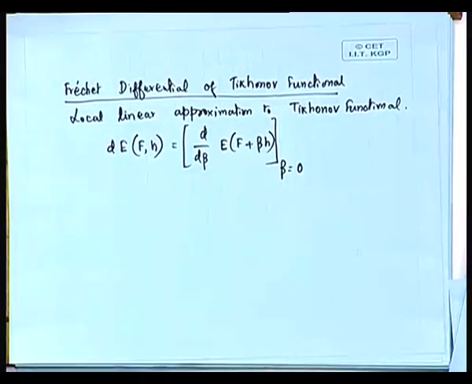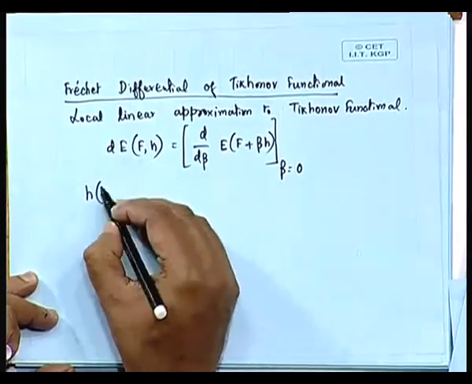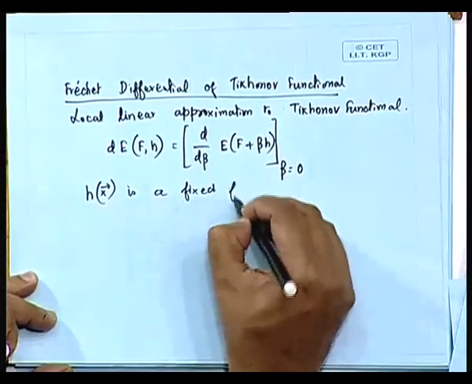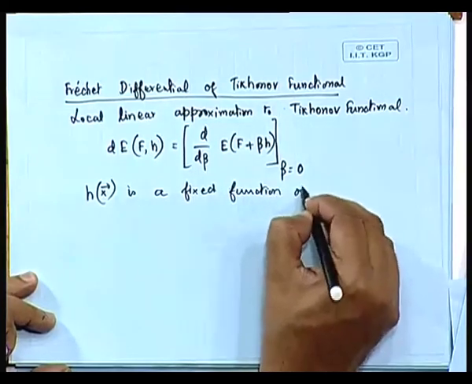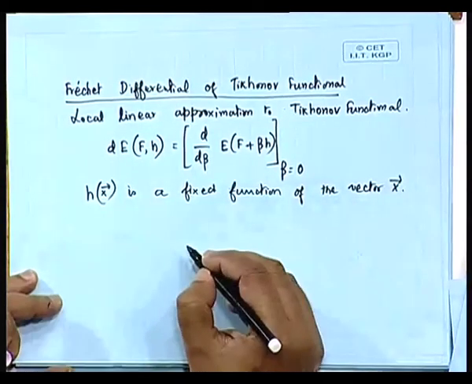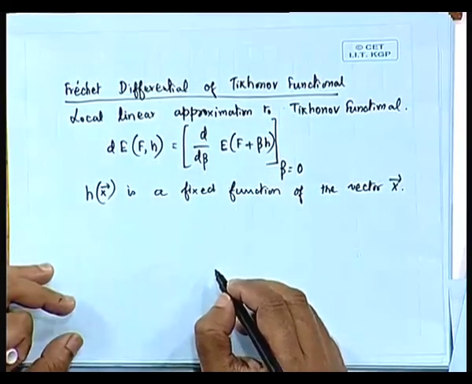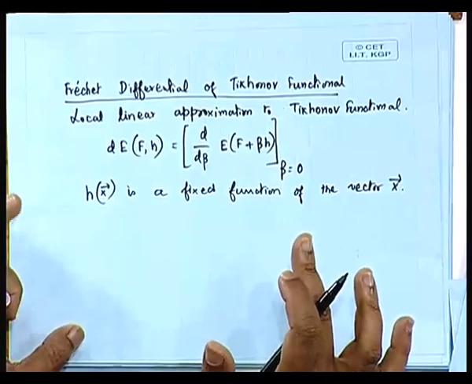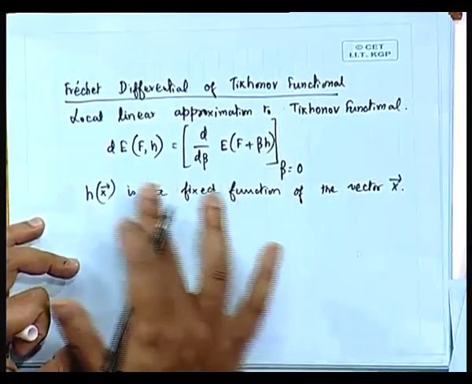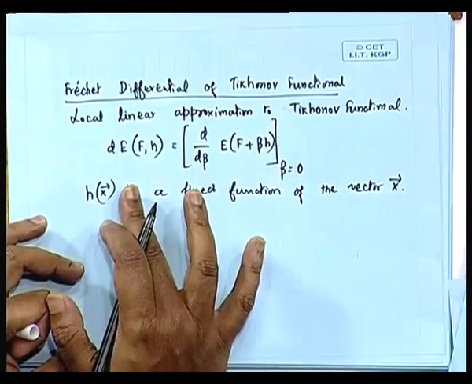Right. So, here this h of x, this h function that we have introduced over here, is a fixed function of the vector x. So, what we have as the necessary condition for the functional f of x to be a relative extremum of E of f is important, because after all what we are going to do is find an extremum of this E of f functional.